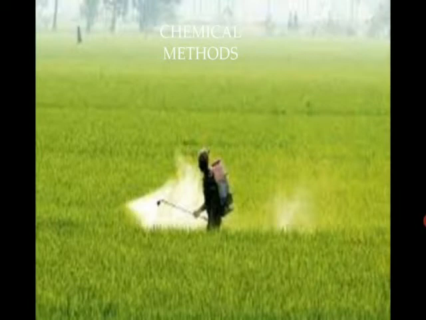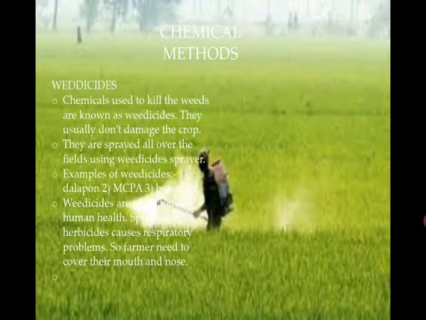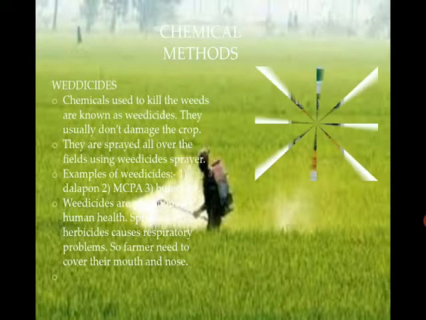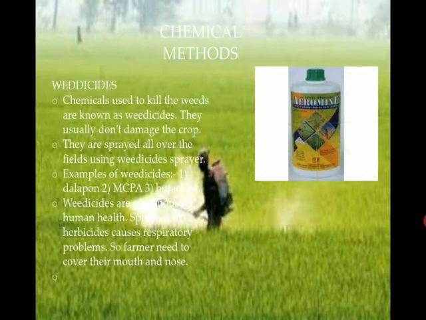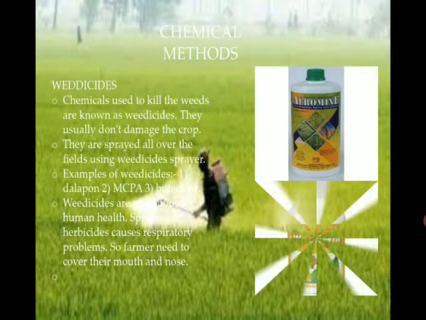Next comes the chemical method. Chemicals are used to kill weeds and they are called weedicides or herbicides. They are sprayed all over the field using a weedicide sprayer and they harm human health, so farmers wear special equipment on their nose to prevent the chemicals from entering the respiratory tract. Some examples of weedicides include 2,4-D, MCPA and Butachlor. These are some photos of herbicides or weedicides.